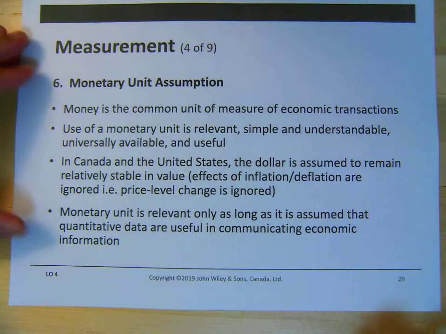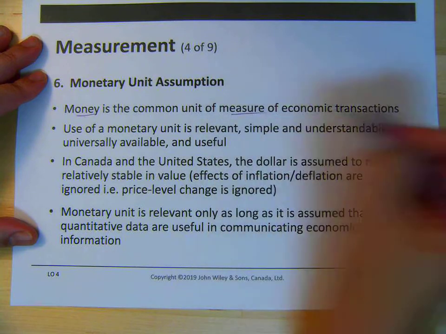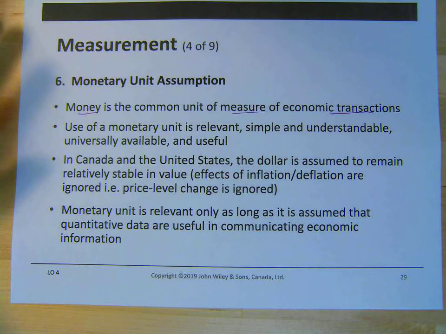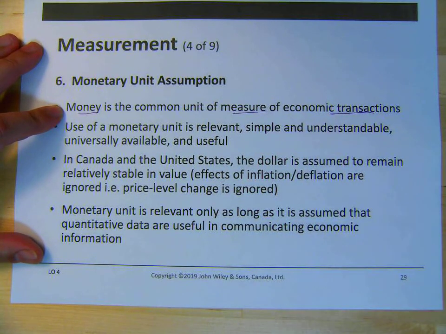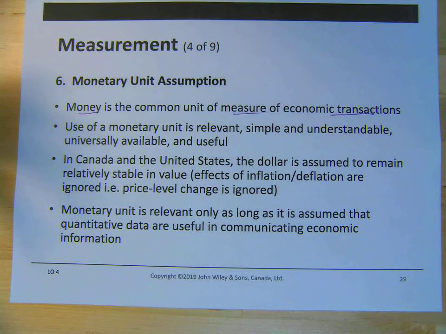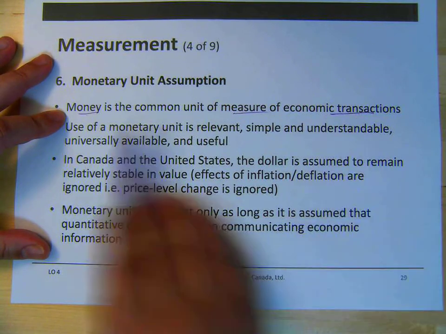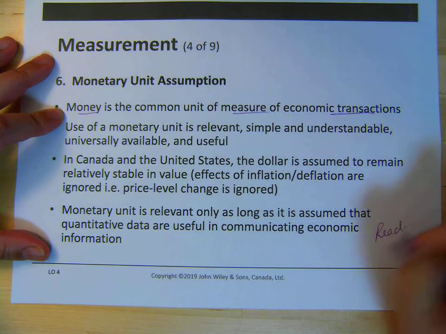Slide 29, monetary unit assumption. Money is the common unit of measurement of economic transactions. So this seems basic, right? All of our transactions are in money. But that means, let's say two businesses exchanged goods in a barter type situation. So you do some accounting work for me and I'll give you the vegetables from my farm. Well, we can't measure them in vegetables and accounting work, so we have to translate it into money. So that's pretty much all that says.